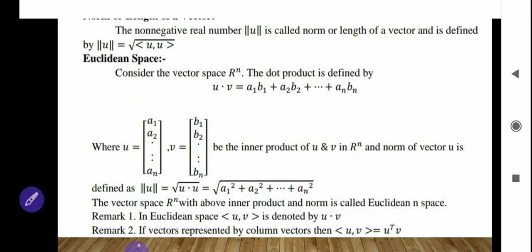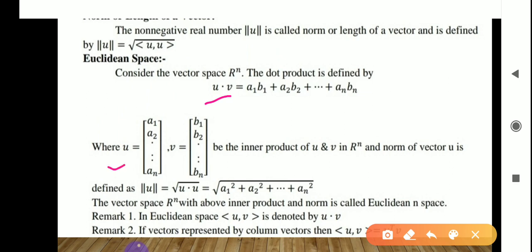Then the next one is Euclidean space. Euclidean space means consider the vector space Rn. The dot product is defined by u dot v, which is equal to a1 b1 plus a2 b2 plus so on plus an bn, where u is equal to a1, a2 up to an and v is equal to b1, b2 up to bn, is the inner product of u and v in Rn.